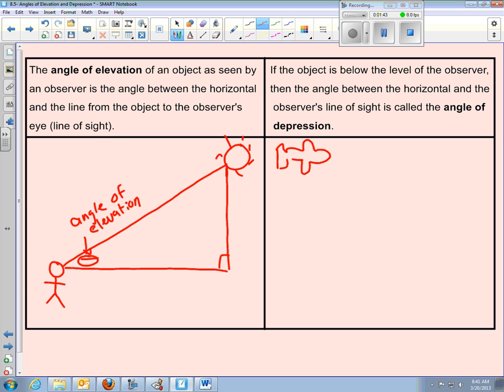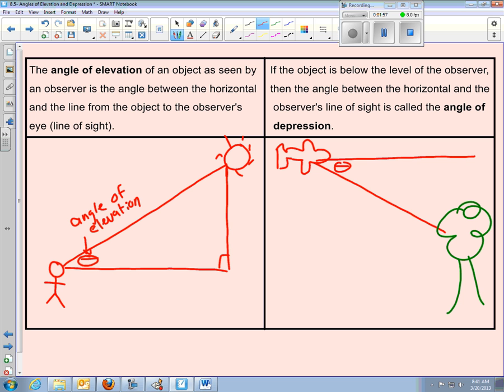So let's say that you're in an airplane, really bad looking airplane, and you are looking down at, let's say, a tree. Okay, when you're looking down from the horizontal, that is going to be our angle of depression. And if we drop down here, then we have a right triangle. We also can use angle of depression from the ground too. If we look here, remember if we have parallel lines, this also becomes angle of depression down here.